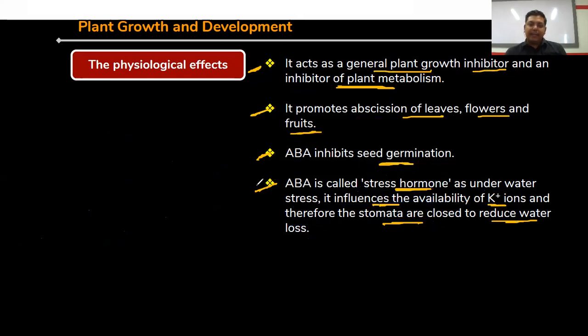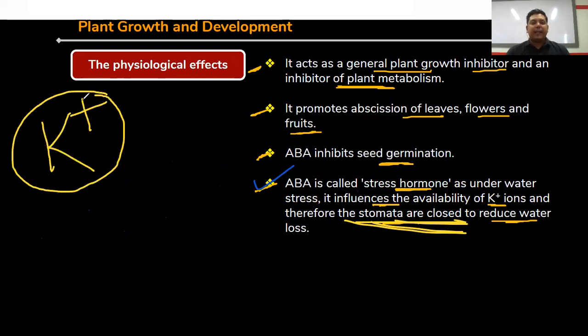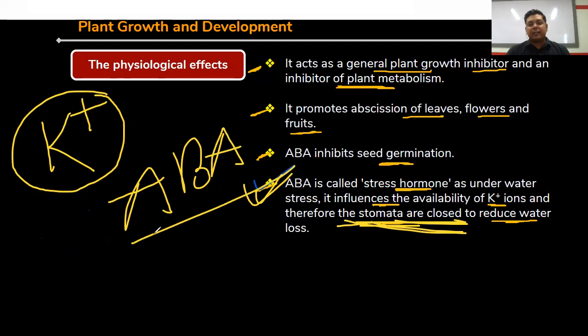As well as, ABA is involved in the process of stomata opening and closing, right? I've already learned about the stomata opening and closing by potassium ions, and ABA is also involved here. ABA is also involved there in the opening and closing of the stomata. Clear? That's all.